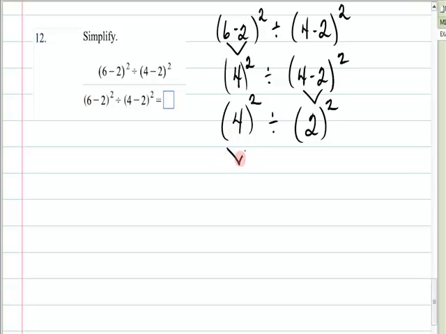Okay, I'll do this exponent first because it's on the left. 4 to the second power is 4 times 4, which is 16, divided by 2 squared. You see that I always do just one step at a time. This exponent, 2 to the second power, means 2 times 2, which is 4. Finally, I have 16 divided by 4, which is 4. I didn't end up with any negatives because of the kind of subtraction I had. So this is 4.